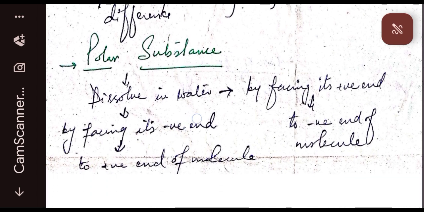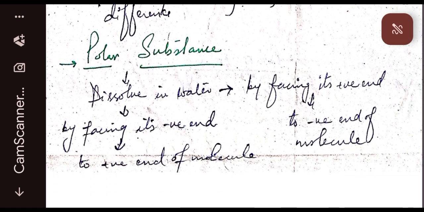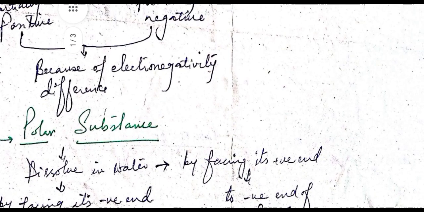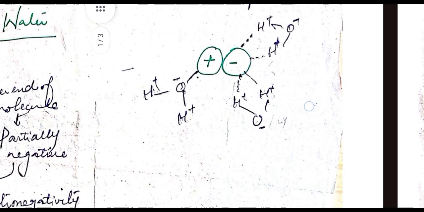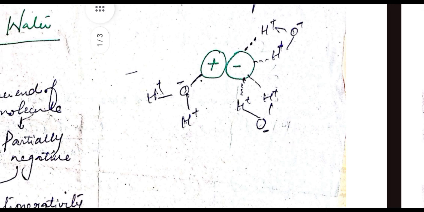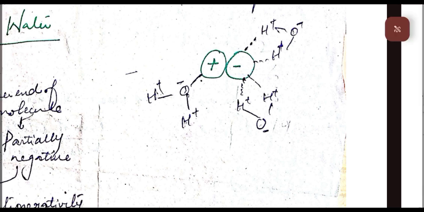Polar substances dissolve in water by facing their positive end to the negative end of the water molecule, and their negative end to the positive end of the water molecule. In this way, they dissolve in water. Here is a small diagram which shows the dissolution of a polar substance in water. This is the positive end of the polar substance, and this is the negative end of the polar substance.